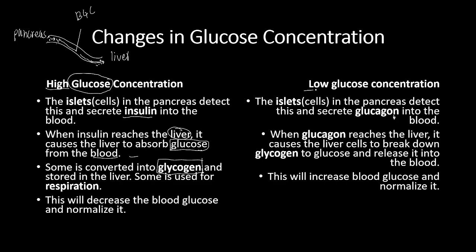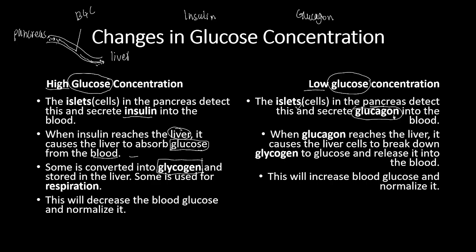Then we have low glucose concentration. Maybe it's been hours since I've eaten something and my blood glucose concentration has gone really down. Again, what will happen? The islets in the pancreas will detect the change and secrete glucagon this time. It's important to remember the names insulin and glucagon. I mean, you get it with practice, so don't stress yourself too much now.